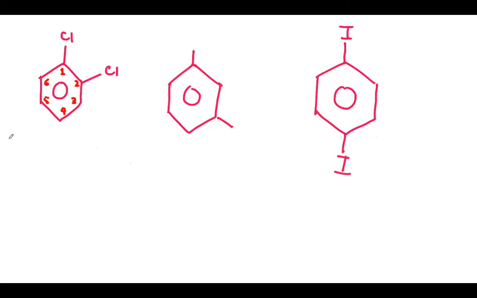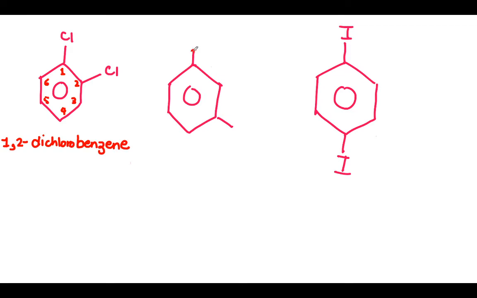Because of that, I'm going to name this. So my parent name is benzene. And I have 2 chlorines, so I'm going to call it dichloro. And the locations are at 1 and 2. So 1,2-dichlorobenzene.